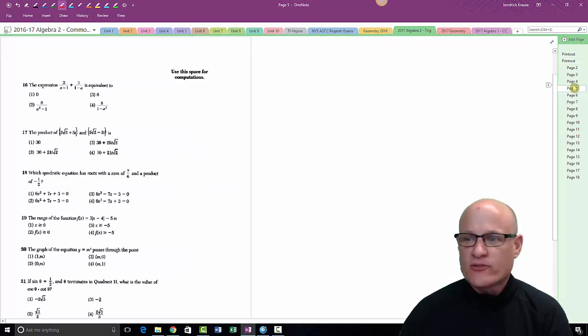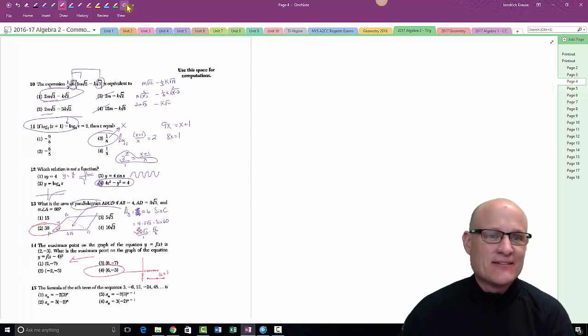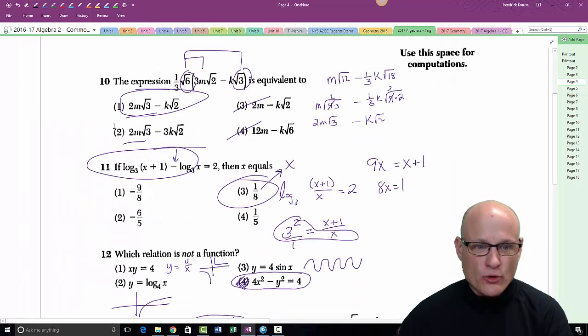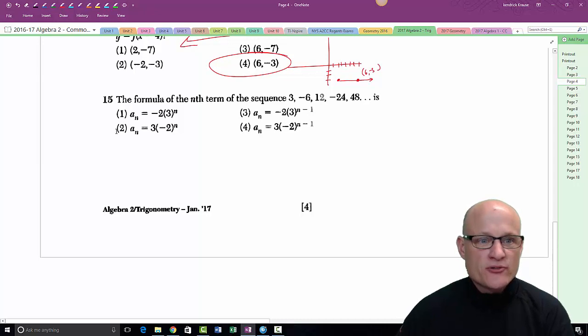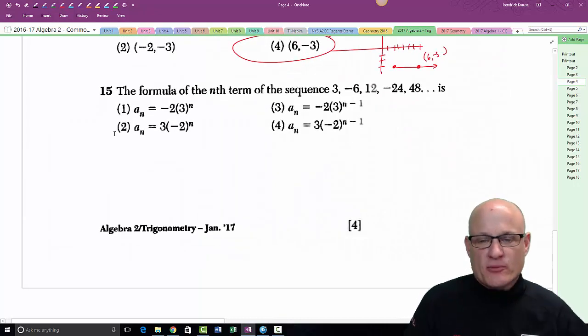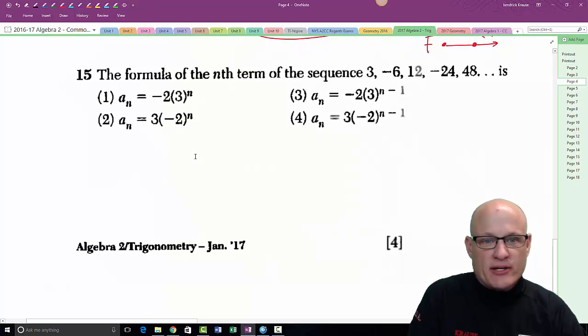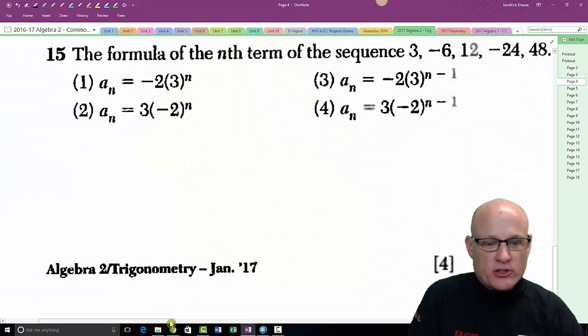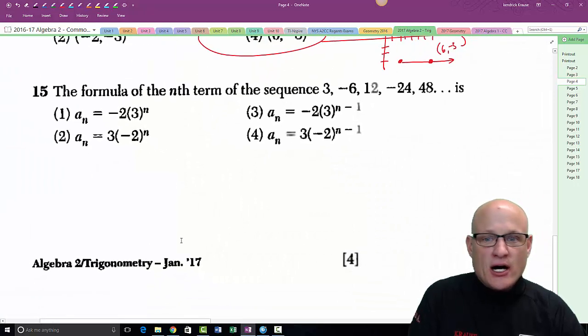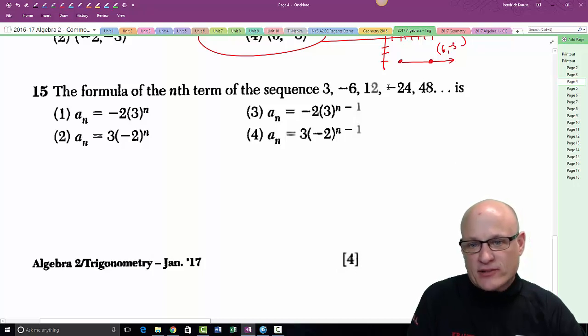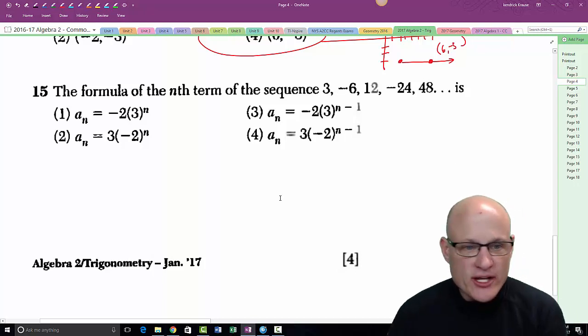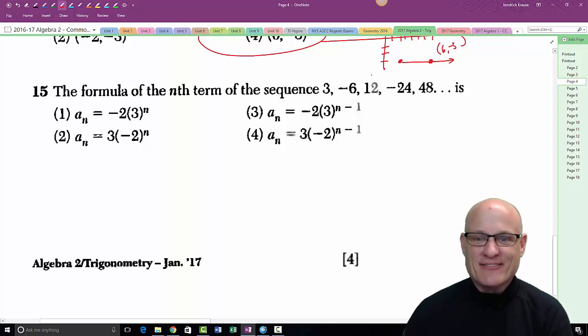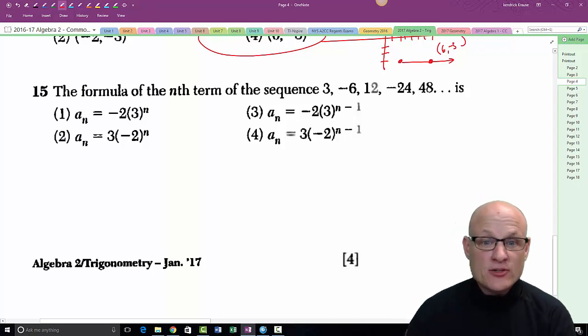Hopefully you did okay. It wasn't that bad of a test. I think I've done all these. So the formula for the nth term of the geometric sequence, now I know it's a geometric sequence, they didn't tell you, but it looks like we're multiplying by, notice it's going back and forth between positive, negative, positive, negative, positive. So therefore we're multiplying by negative something. So only ones with negative I really want to think about.